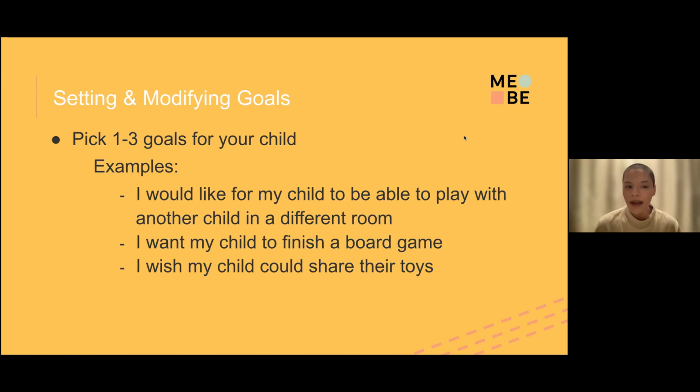So some examples we have here for picking goals. I would like for my child to be able to play with another child in a different room. Some of our kids have difficulty working on those social interactions on their own. It is a big goal to be able to work up to, okay, you can go in the living room, I'm going to hang out in my room for a few minutes, and not have to worry about what's going to go on over there. So that could be a great goal that you can work up to.